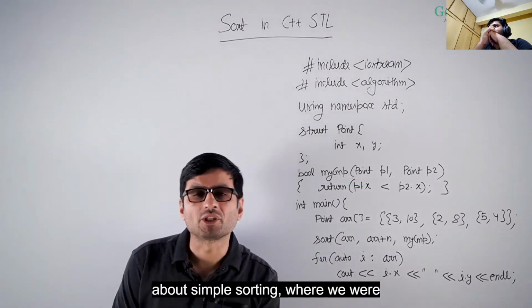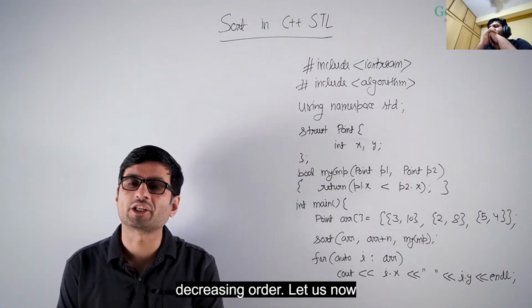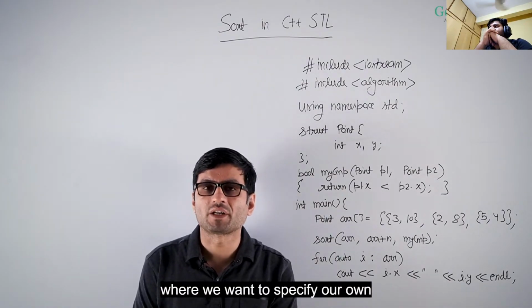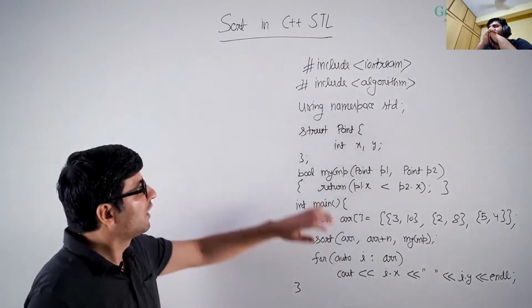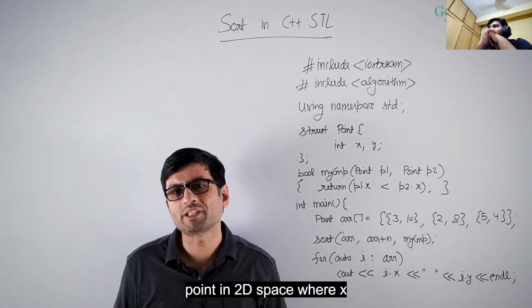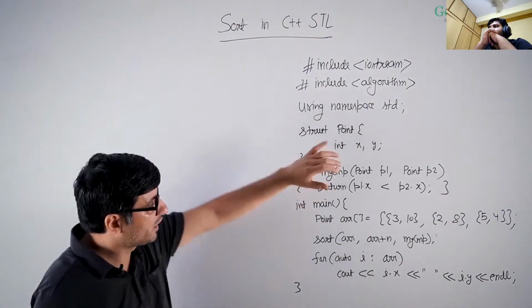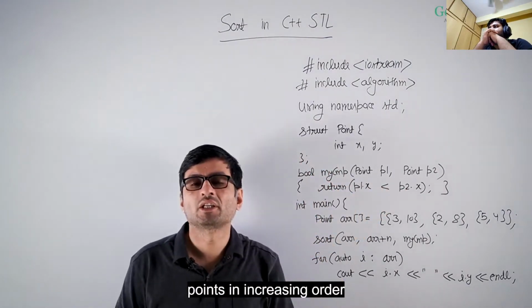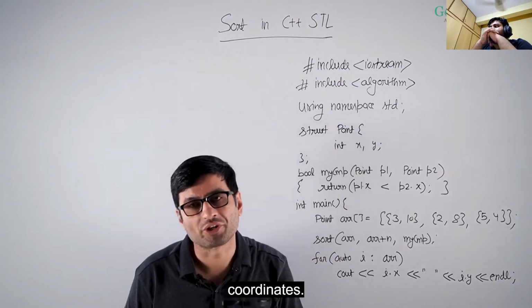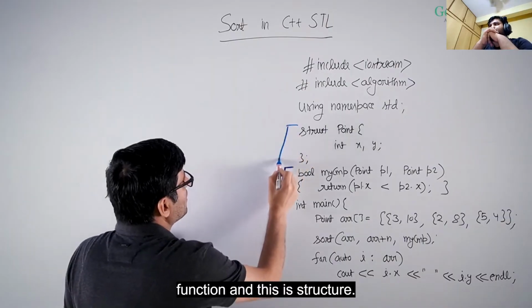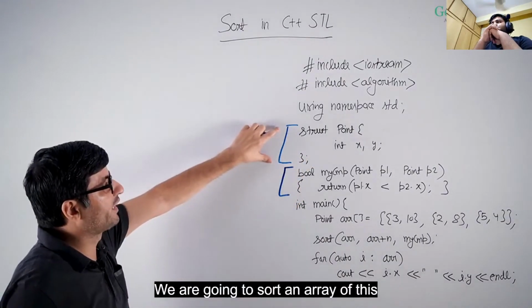We have talked about simple sorting where we were sorting in increasing order and decreasing order. Let us now talk about an example program where we want to specify our own order. I've considered a structure which represents a point in 2D space with x and y coordinate values, and I've written my own comparison function here which is used to sort these points in increasing order of their x coordinates. Right, so this is my own comparison function and this is the structure. We are going to sort an array of this structure.